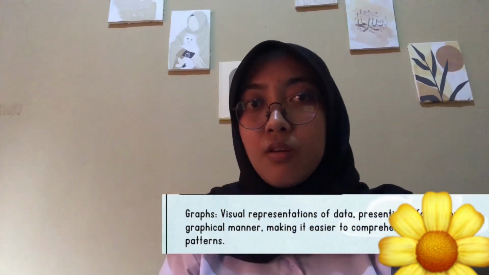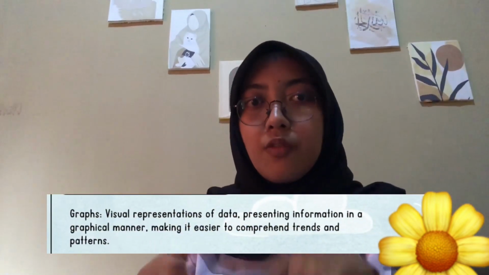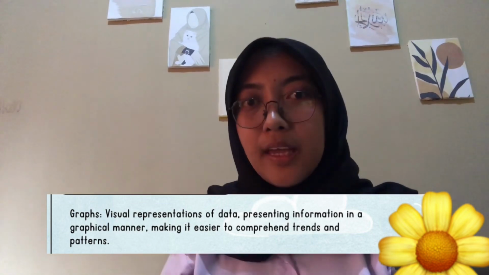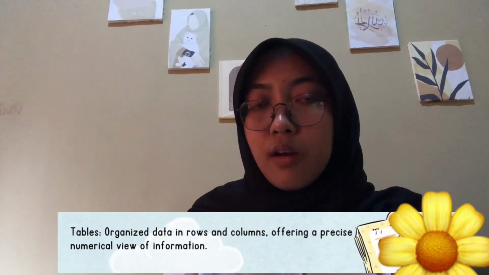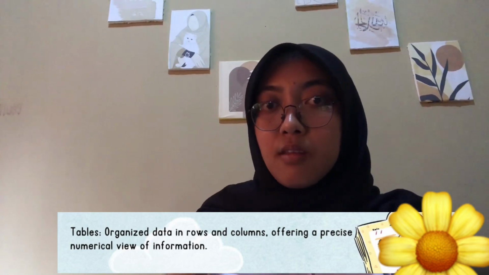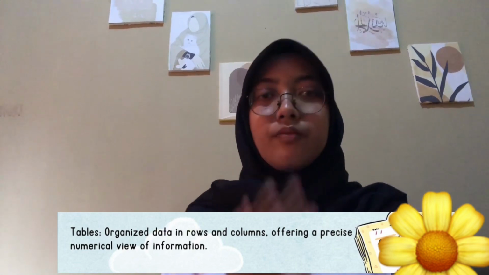Today, I want to talk about graphs and tables. Before we explain one example for a graph and a table, I want to talk about the definition of graphs and tables. For the first, graphs. A graph is a visual representation of data, presenting information in a graphical manner, making it easier to comprehend trends and patterns. But tables organize data in rows and columns, offering a precise numerical view of information.